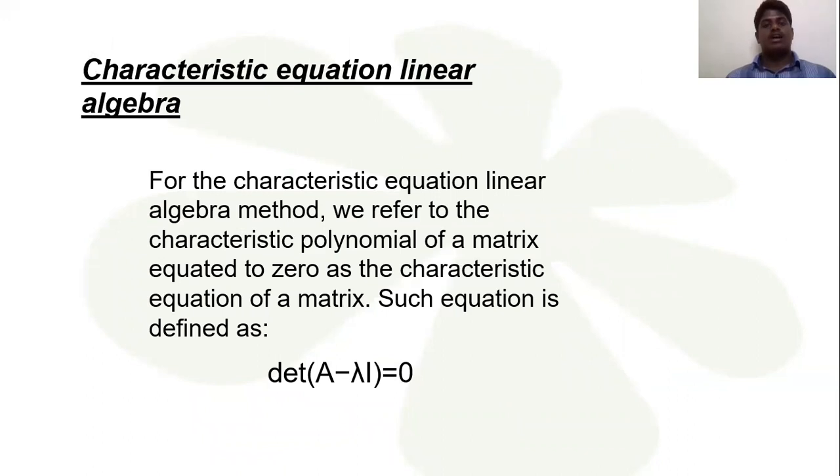Characteristic equation, linear algebra. In the linear algebra method, we refer to the characteristic polynomial of a matrix equated to 0 as the characteristic equation of a matrix. Such an equation is defined as det of A minus lambda I equal to 0. This is the characteristic equation in linear algebra.